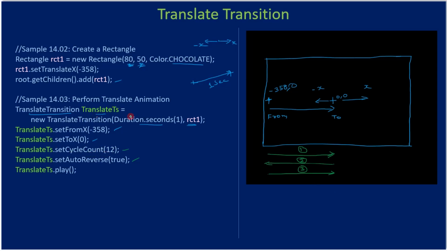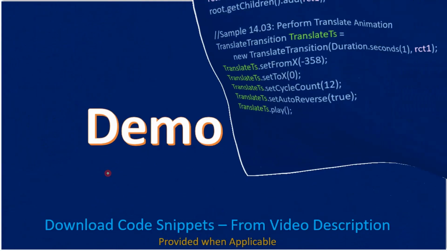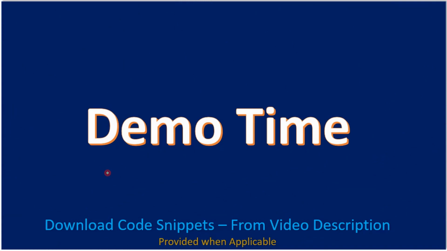So translate transition, and we are setting the from X to X. Then cycle count is 12, auto reverse is true. Finally, we are playing the animation. Now let's go to the demo.